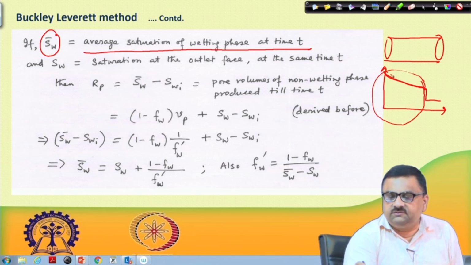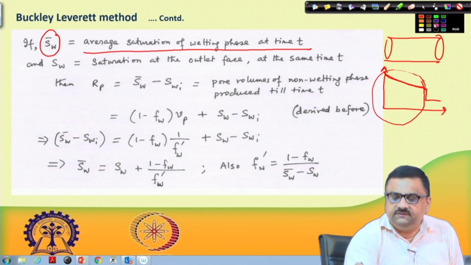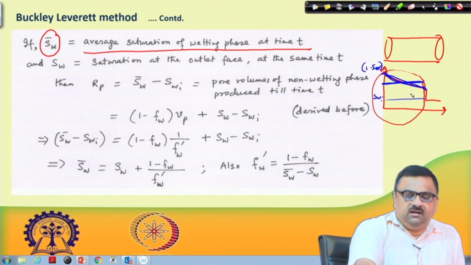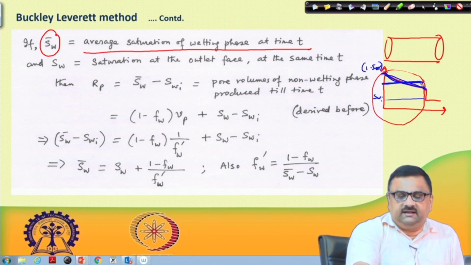So, this value will most possibly come to something like this, because at this end it is 1 minus SOR, and here it is something less, and here it is SWI. So, this particular level I can think of as an integral average of this saturation, which is changing from 1 minus SOR to something below. So, this value is SW bar.